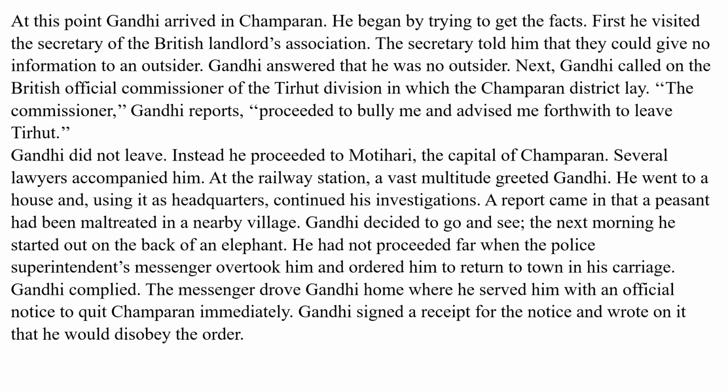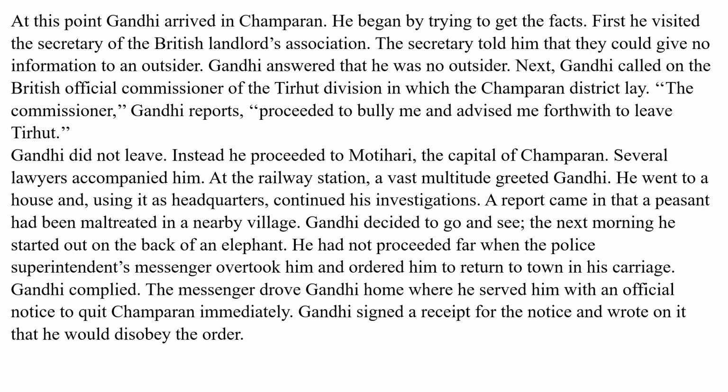Now he started trying to get the facts. So first of all, he went to the secretary of the British Landlords Association, but the secretary refused to give him any information, saying that he was an outsider. Next, Gandhiji went to the British official commissioner of Tirhut division. Gandhiji says the commissioner, instead of helping him, started bullying him and asked him to leave Tirhut. But Gandhiji did not leave. Instead, he moved to Motihari, the capital of Champaran. Several lawyers were also with him.